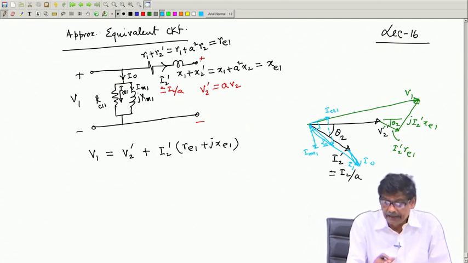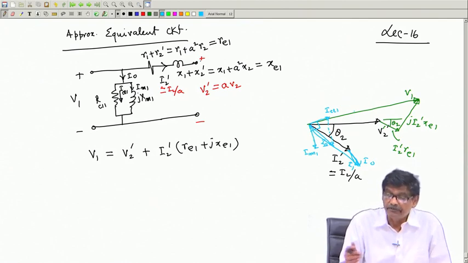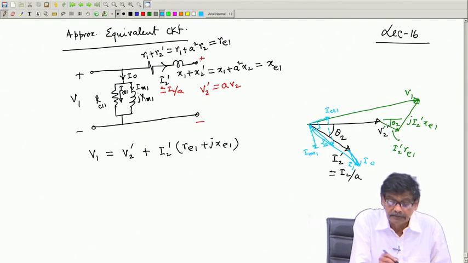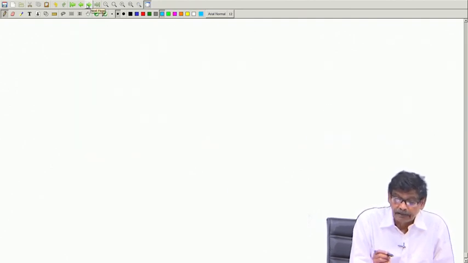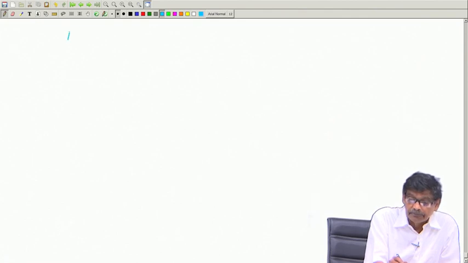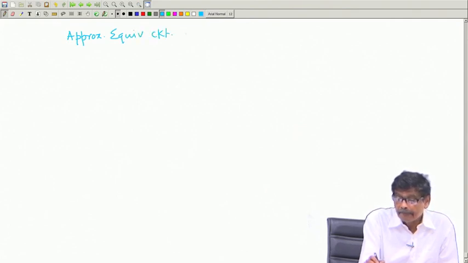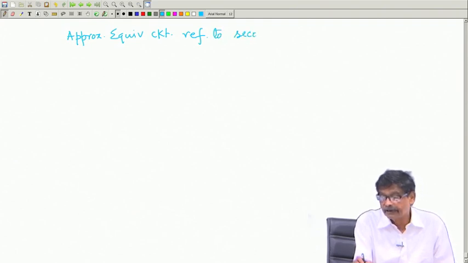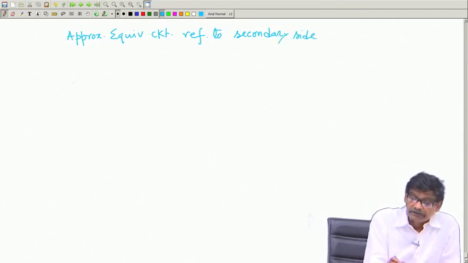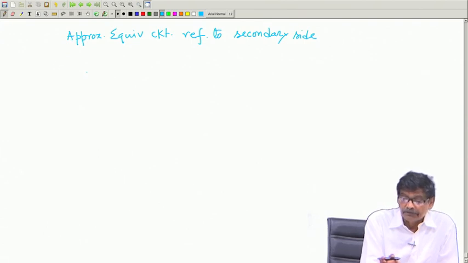Similarly, the same transformer, if you draw the equivalent circuit referred to the secondary side or load side, I will do that because you practice them. So, suppose approximate equivalent circuit, referred to secondary side, or load side. I will draw it very quickly because I know what is what. So, first you draw the equivalent circuit.